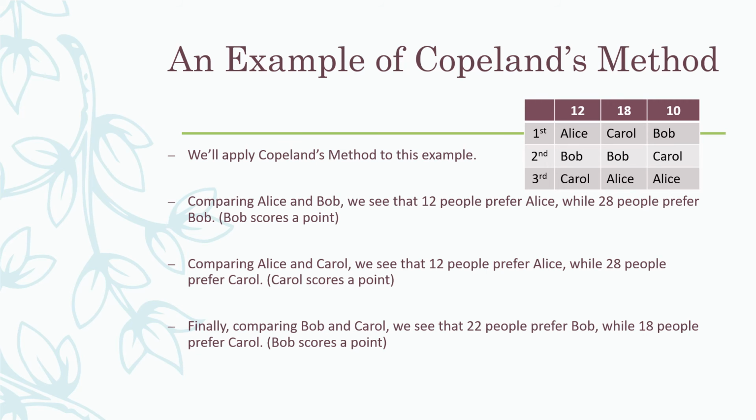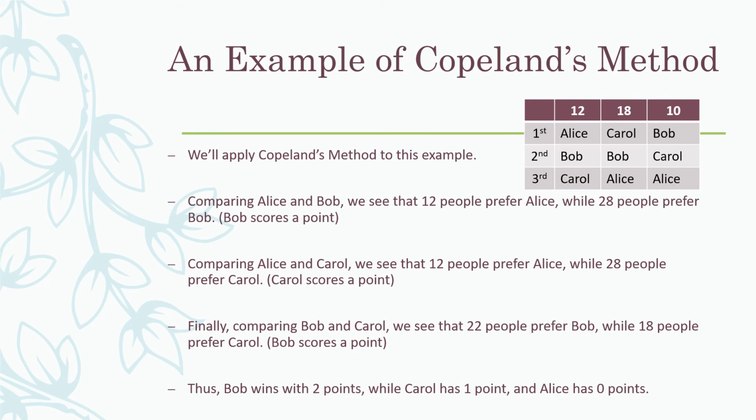And lastly, we've got only one other pair to compare, which is Bob and Carol. And 22 people think that Bob is better, and 18 people think that Carol is better. So Bob gets a point. So Bob has 2 points, Carol has 1 point, and Alice has 0 points. So Bob wins.